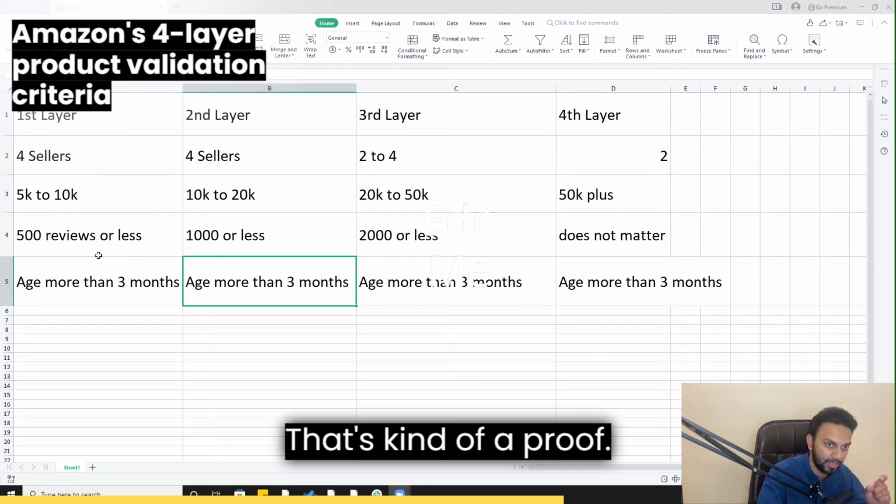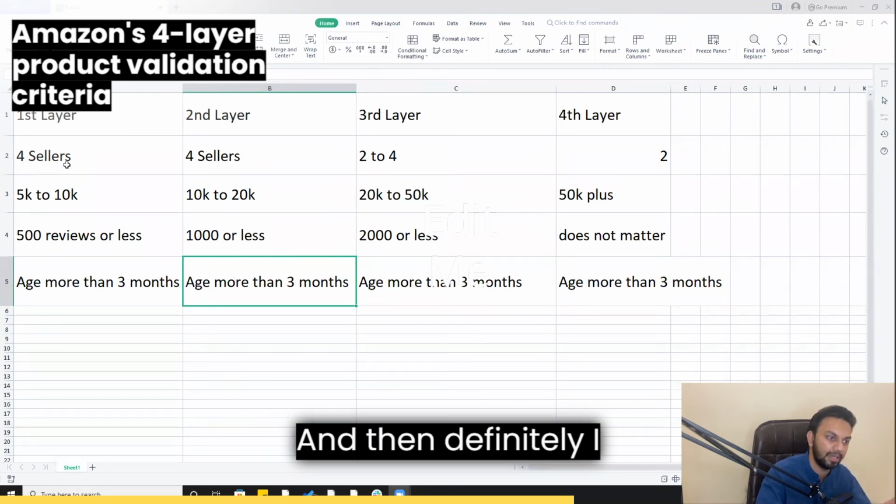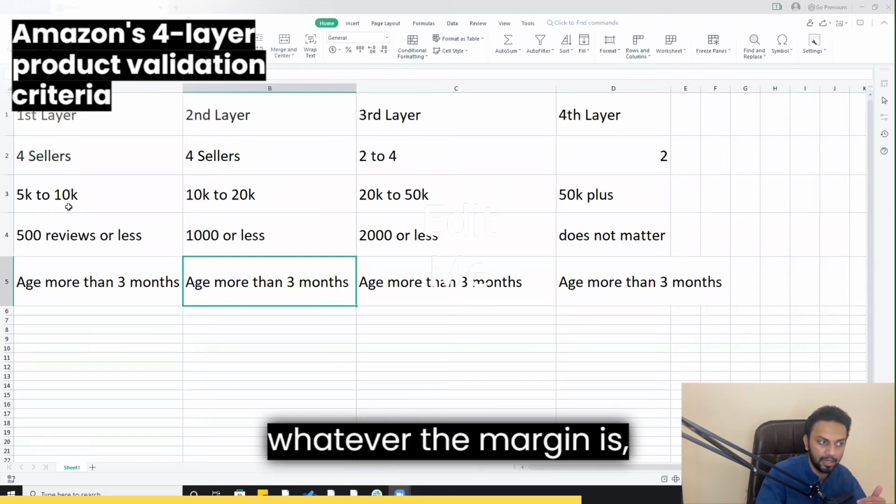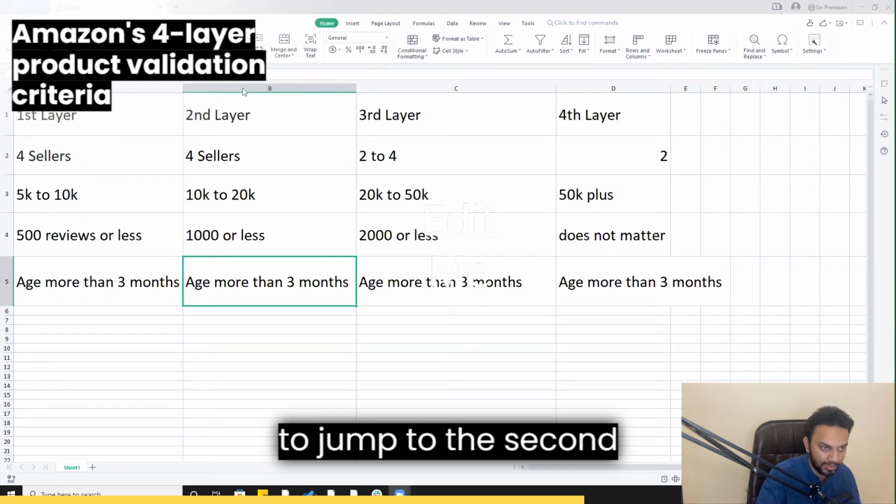That's kind of a validation that gives me confidence that yes, after this I would achieve some stability, and then definitely I can use the profit from these sales, whatever the margin is, to grow further, to jump to the second layer, then to the third layer, then to the fourth layer.